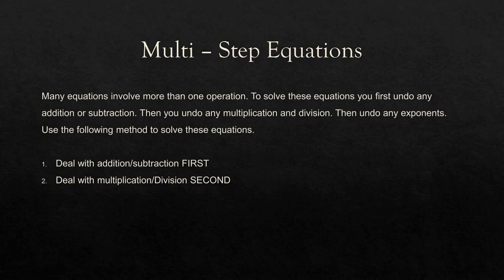Okay, so we're going to get into multi-step equations. We've learned how to use addition and subtraction to undo operations. We've learned how to use multiplication and division to undo operations, and now we've learned square root. So we're going to combine all of that and use that to solve equations. The rules for multi-step equations is that we deal with our addition and subtraction first. We're going to undo our addition and subtraction first. And then the next step, we're going to undo our multiplication and division.